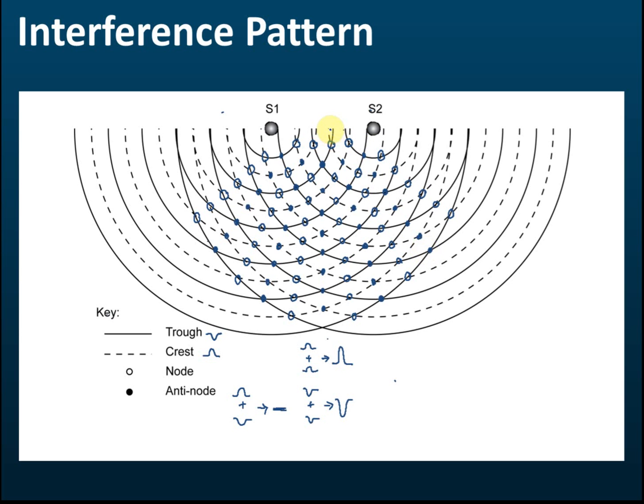Now if we draw a line to connect all the nodes together, this is one line. This is another one, and here is another one.